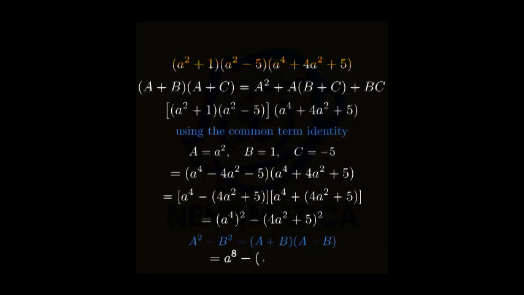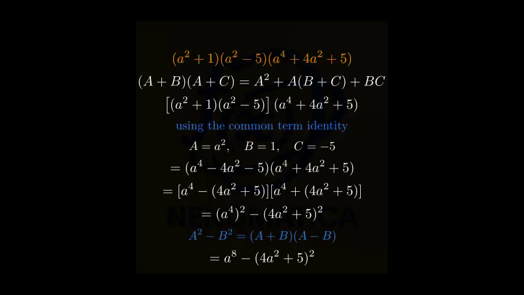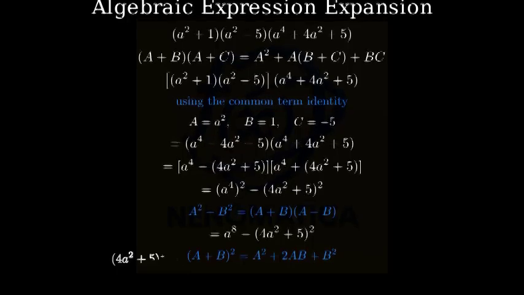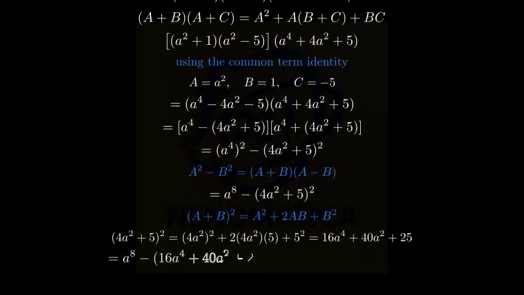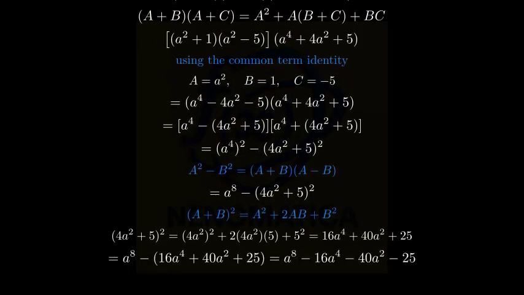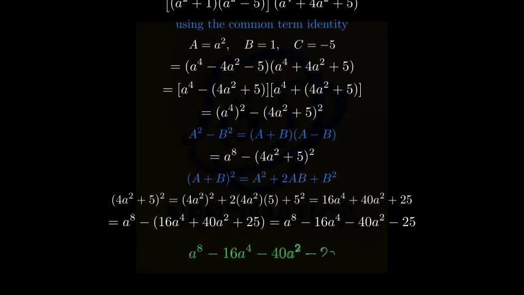Let's simplify. A to the fourth squared is a to the eighth, and we need to expand the quantity 4 a squared plus 5 squared. To expand the quantity 4 a squared plus 5 squared, we use the formula a plus b squared equals a squared plus 2ab plus b squared. This gives us 16a to the fourth plus 40 a squared plus 25. Now we substitute this back into our expression. We get a to the eighth minus the quantity 16a to the fourth plus 40 a squared plus 25. Therefore, our final answer is a to the eighth minus 16a to the fourth minus 40 a squared minus 25.